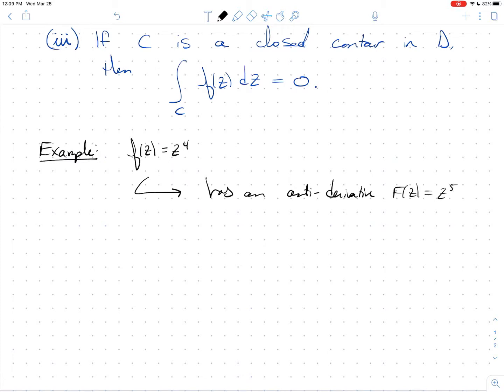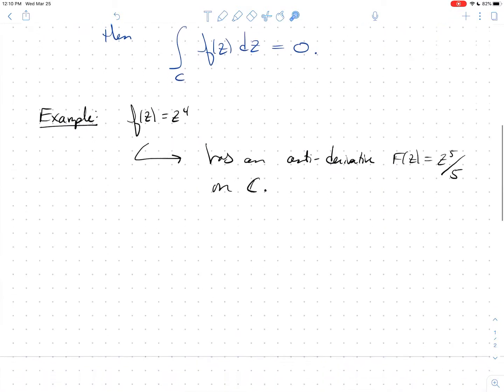F of z equals z to the 5th over 5. And actually, this antiderivative exists everywhere. So this is, let's just say, on the entire complex plane C. And so the point is, part 1 of our theorem holds. All right, I have this function, little f, is certainly continuous, and it has an antiderivative that exists everywhere. And so now let's play with the other 2 parts of the theorem. So what is that saying?